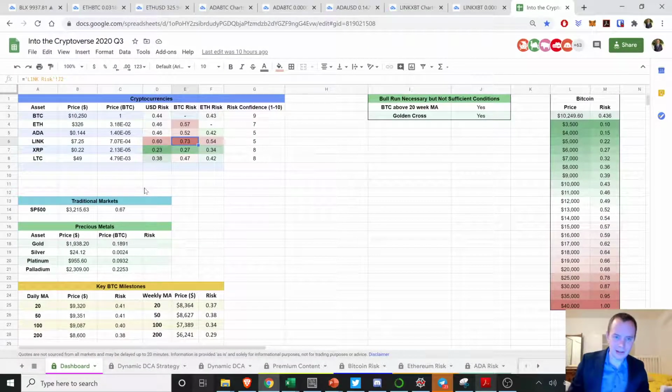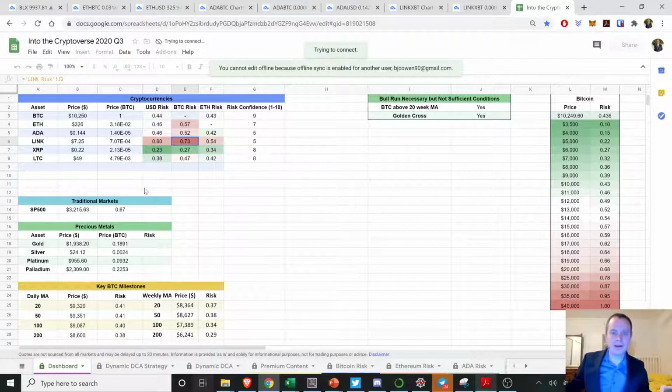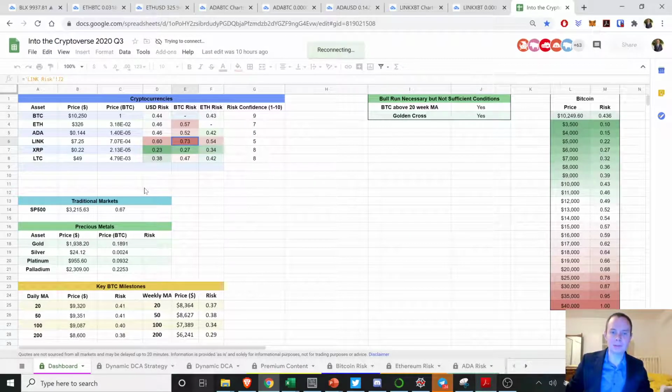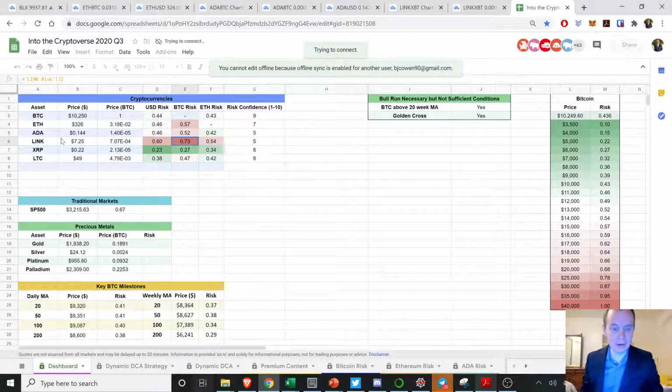You started with Link, you converted it to Ethereum at a timely point. Ethereum moved, Link went down. Then at some point you set a stop loss to go from Ethereum to Bitcoin. Then Bitcoin went up. When Bitcoin went up, the Link Bitcoin risk went down, and therefore you capitalized on every single move. So this is the idea behind the risk metric.